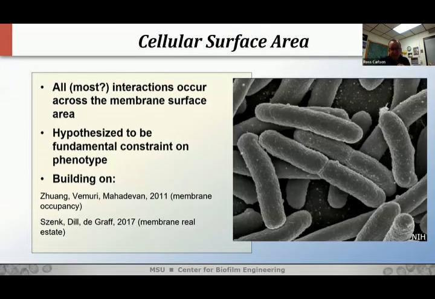So most interactions, if not all interactions that cells have with the environment, occur via the surface area of the cell. So things like acquiring nutrients, communicating with other cells via quorum sensing. These all occur across the surface area of the cell. The surface area sets that physical limit of the existence of the cell, and we feel that places major constraints on its phenotype. So what I'll be discussing today builds on some concepts that were published in the past, but I think it's an area of research that is really underexplored, and hopefully after the talk today, I'll get some more people excited in the field.